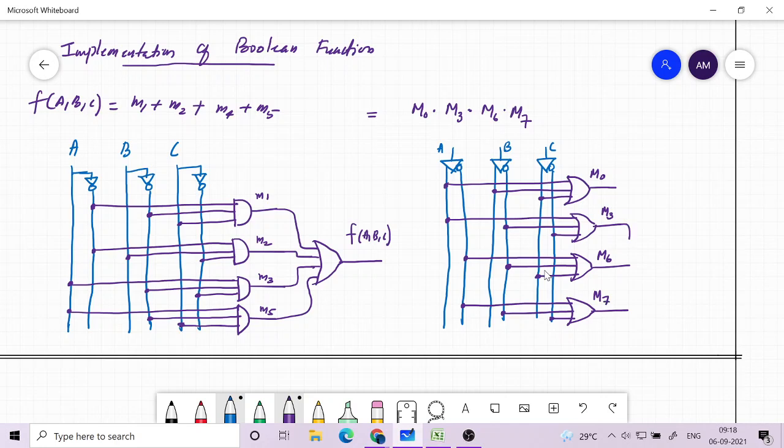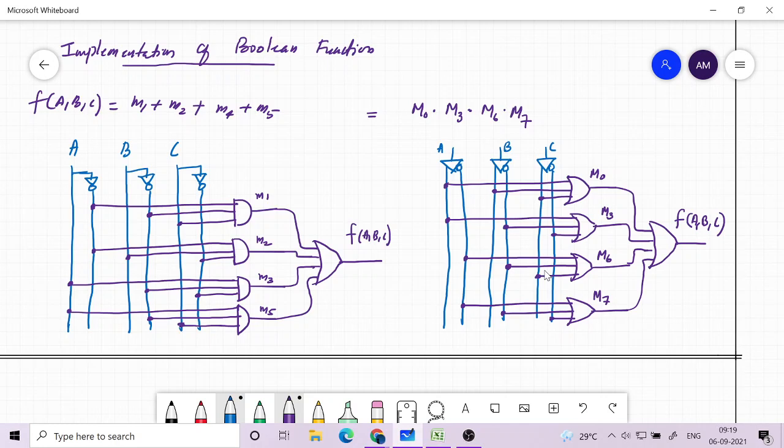Now what we need to do is we need to use an OR gate to take the OR operation or the sum operation. So that will give you, this is another alternate way. So depending upon the Boolean function, I have a different implementation. So that is the point. So implementation depends upon the Boolean expression.